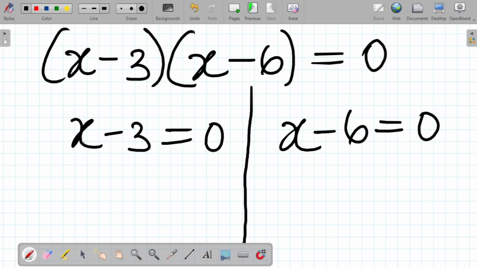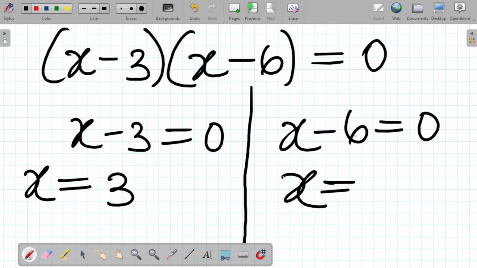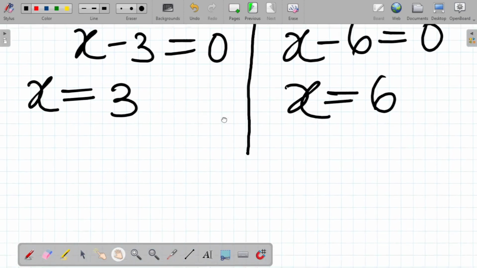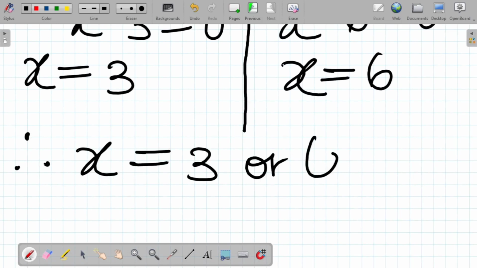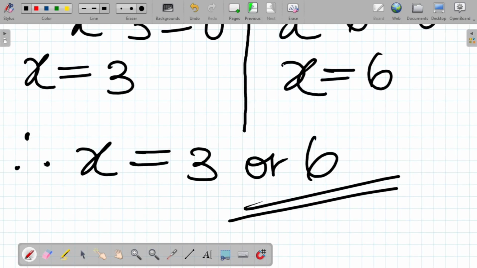So now let's make x the subject of the formula here. X equals, if you move -3 to the right hand side, it becomes +3. And then over to this side, x equals, if you move -6 to the right hand side, it becomes +6. So therefore, x is equal to 3 or 6. So this is our final answer.